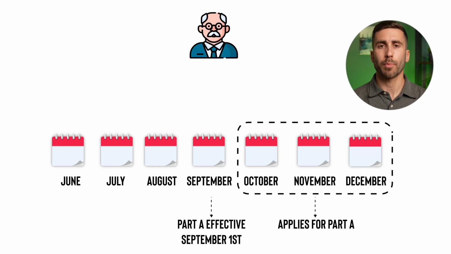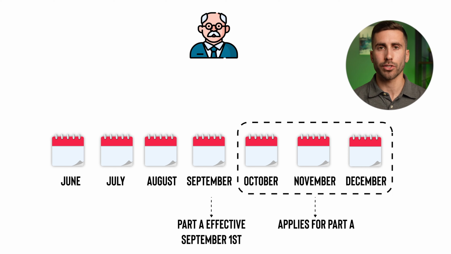So for William, his Part A effective date would still be September 1st when he was first eligible, even if he applies in those few months after he turned 65.